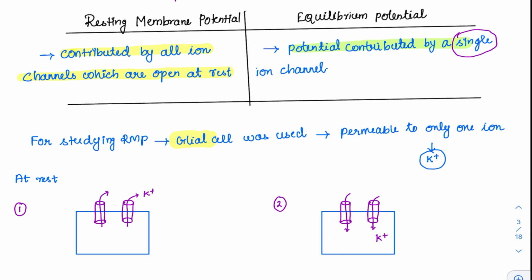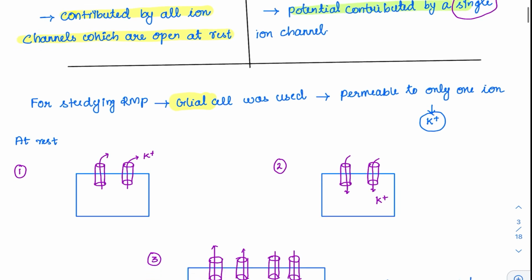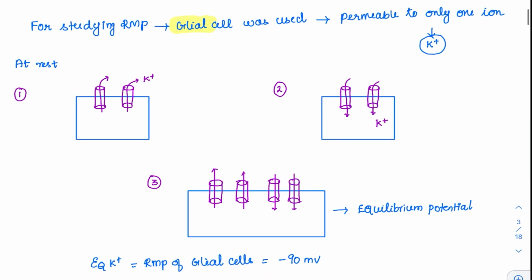So what they did is they tried to understand the RMP through this glial cell and applied the same phenomena to all other cells. When they studied, this is the resting membrane potential concept. At rest, inside the cell potassium is more. Because already we saw in the general physiology itself, sodium chloride is on the outside, it is more, whereas potassium is more on the inside.